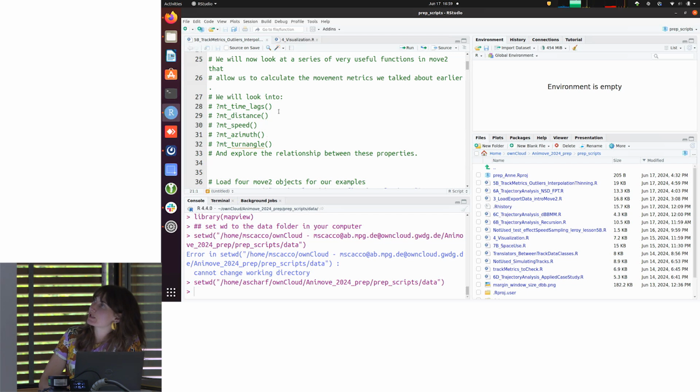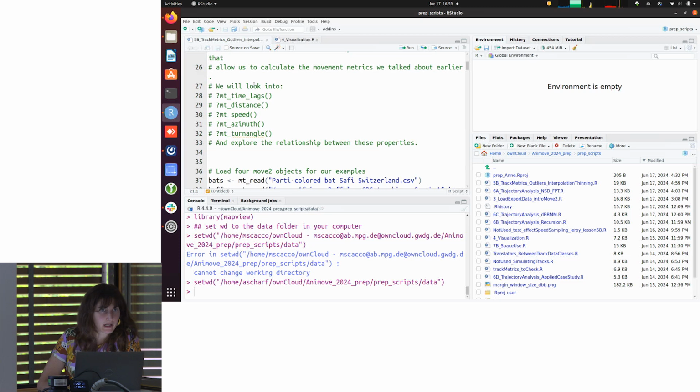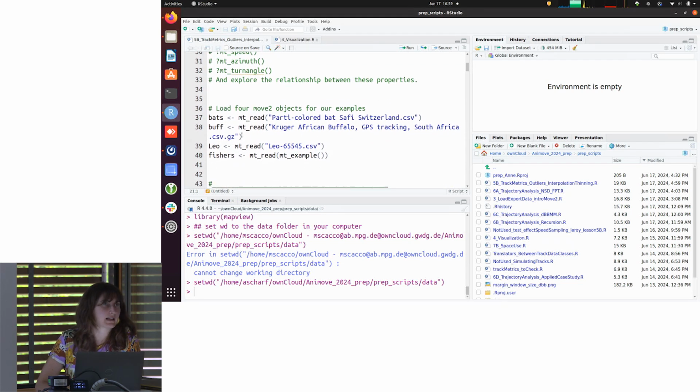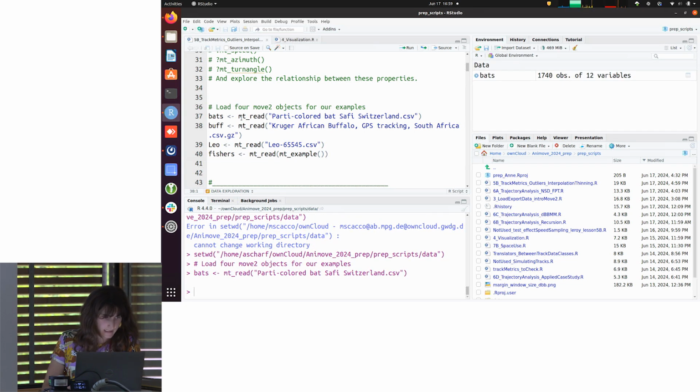Okay, so now we are going to explore a little bit some different data sets. We will look into these functions. These are functions from the move-to package again, and they help us to calculate very easily the metrics we talked about. And as Anne mentioned earlier, there will be a little bit of jumping between different data sets that suit our examples best. So we're going to work with bats, buffaloes, Leo the vulture, and fishers.